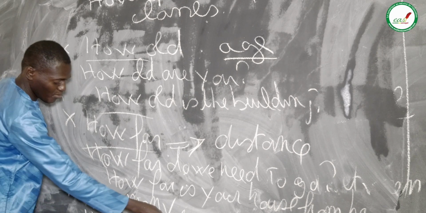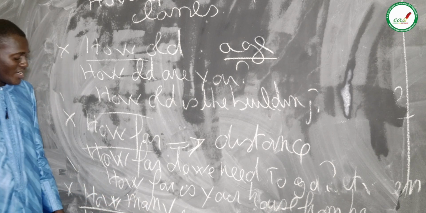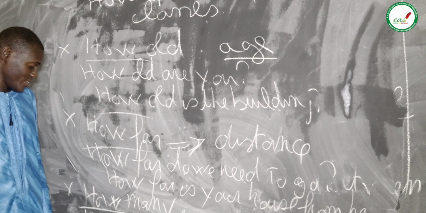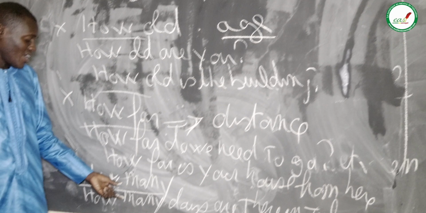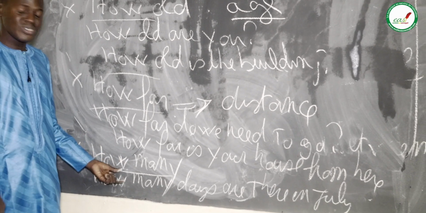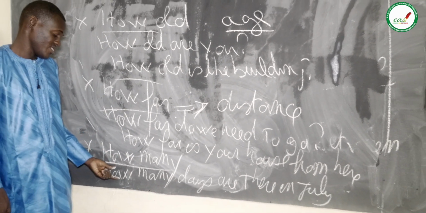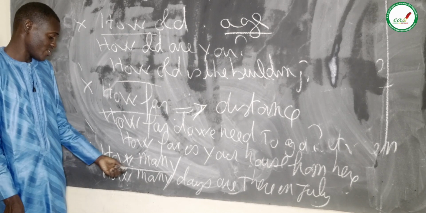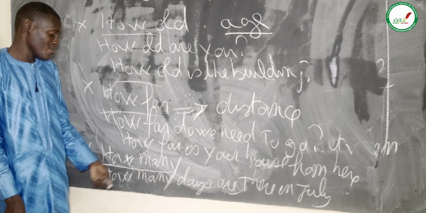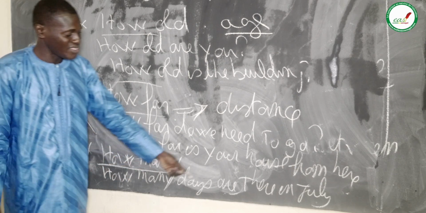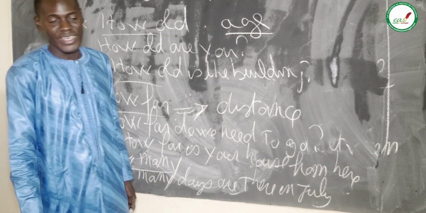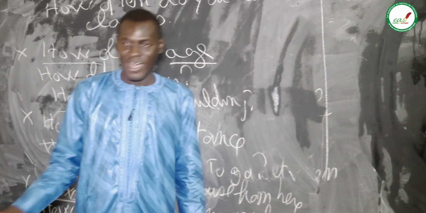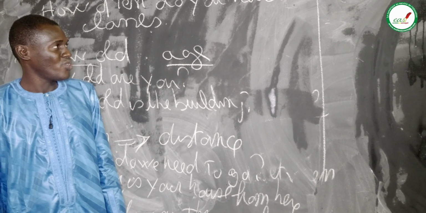And how many? It is very useful in the sense that how many is for the countable nouns, the nouns you can count. You use how many in front of the noun. How many days are there in July? How many computers are in the room? How many laptops do you have?